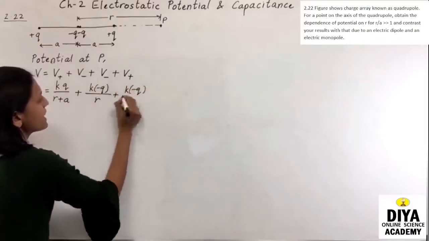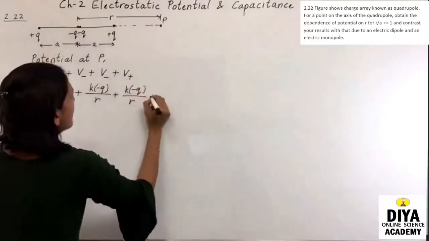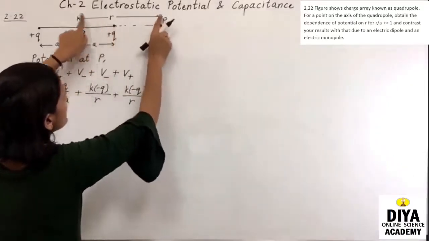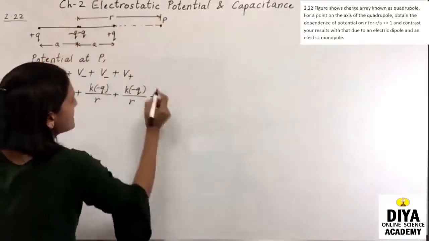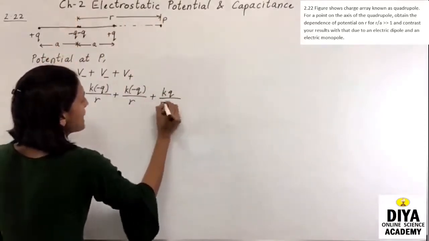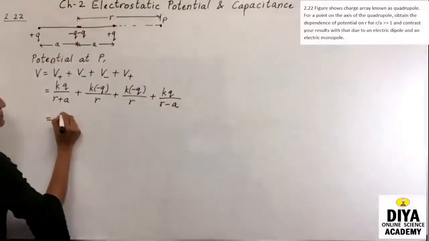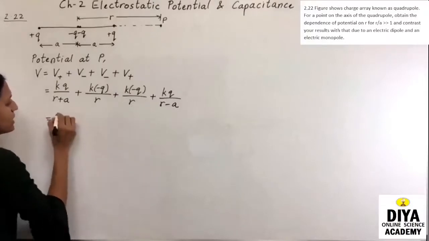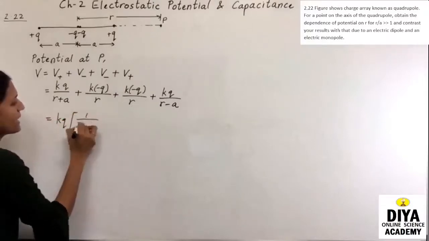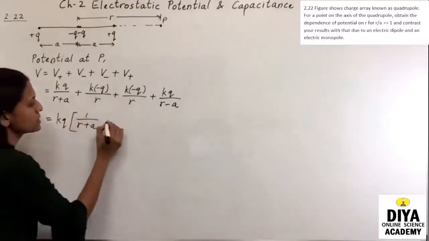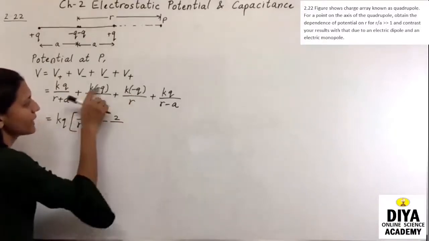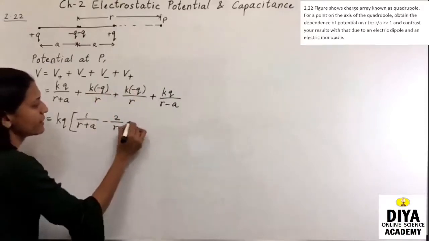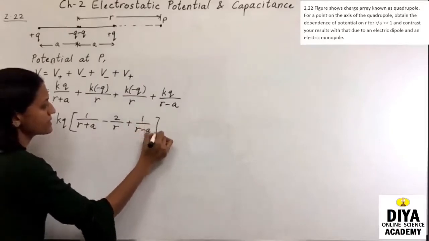One more time, KQ by R. And for positive charge it will be this distance only, so total distance R minus this A distance. So KQ by R minus A. So now we have KQ as common factor: KQ by R plus A. These two are minus 2, minus 1, minus 1. So minus 2 upon R plus 1 upon R minus A.